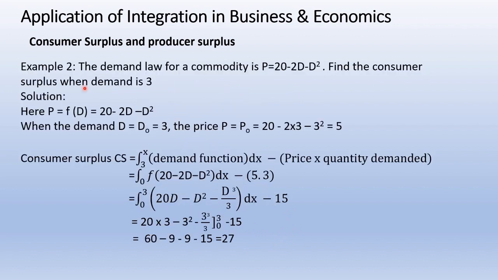Example 2. The demand law for a commodity is P is equal to 20 minus 2D minus D square. Find the consumer surplus when demand is 3. Solution. Here P is equal to f of D is equal to 20 minus 2D minus D square. When the demand D is equal to D naught is equal to 3, the price P naught is equal to 20 minus 2 times 3 minus 3 square is equal to 5. Integrating the demand function 20 minus 2D minus D square from 0 to 3 and subtracting 5 times 3, we get this. Simplifying, we get 27.